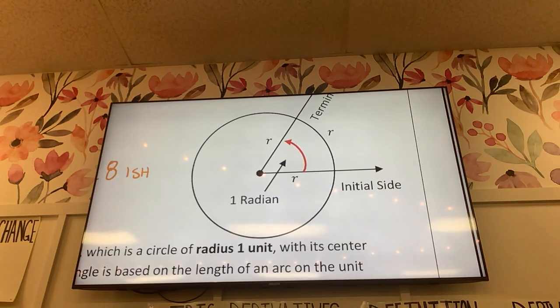The important thing to note is that a radian is the angle measure when the radii and the arc length are all the same size. It's almost like an equilateral triangle, but it's a sector, not a triangle. All of the sides are the same, and the angle being formed makes 1 radian.